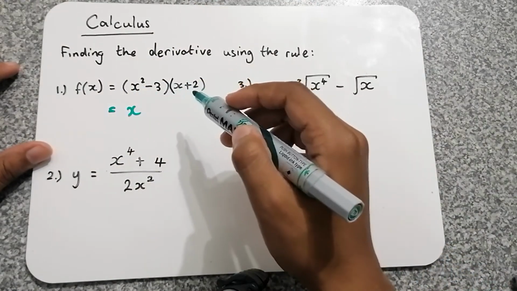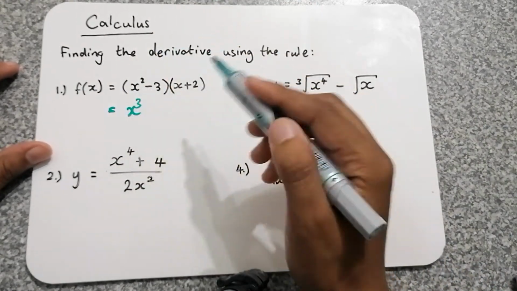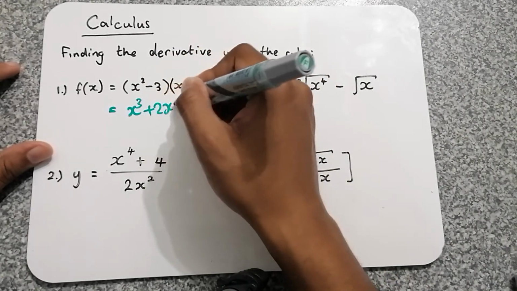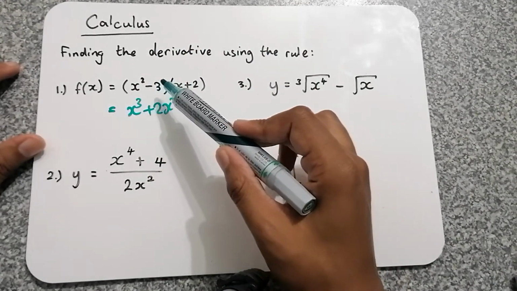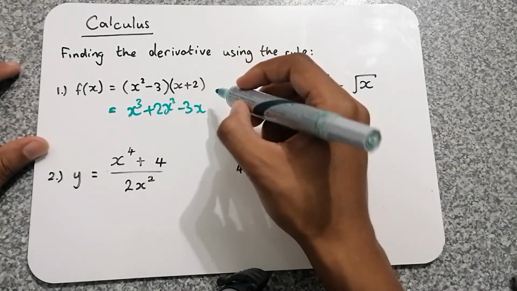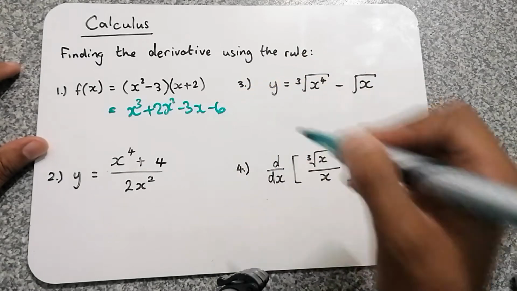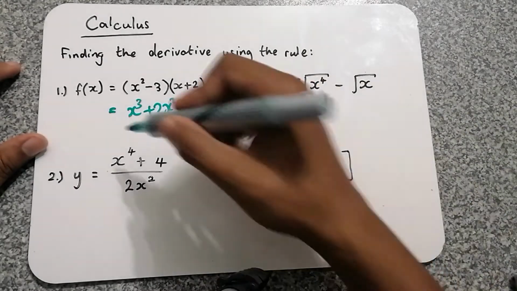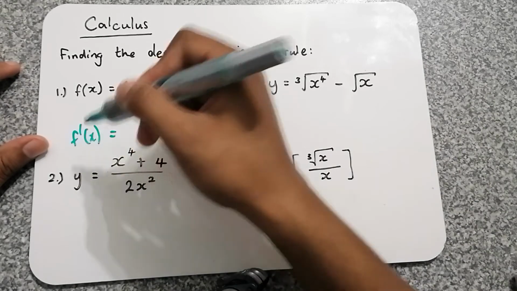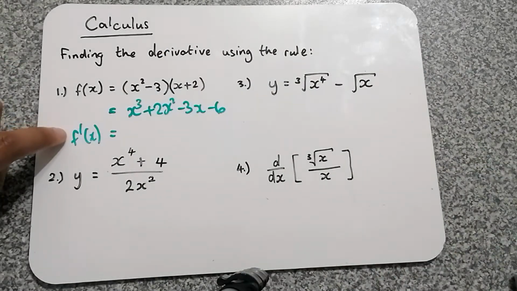X times x squared gives us x cubed. Then this x squared times the 2 gives us 2x squared. Negative 3 times x is negative 3x. And negative 3 times 2 is negative 6. Okay, so now when we take the derivative, I should remember to write this notation.